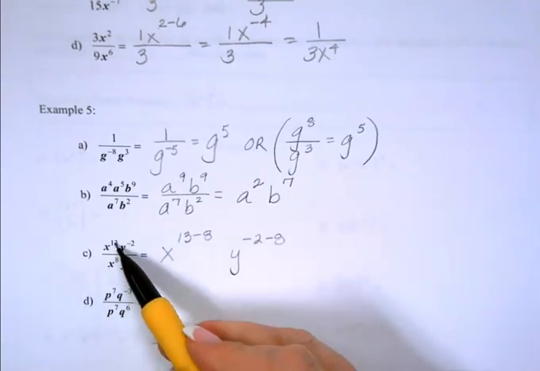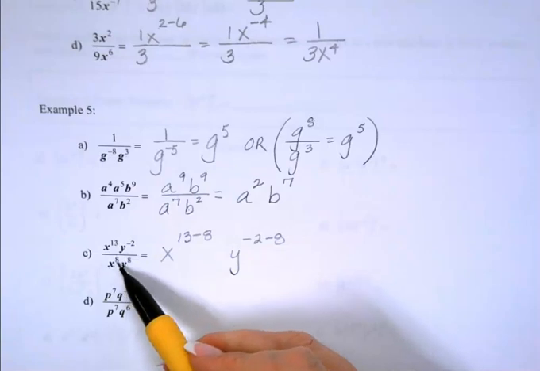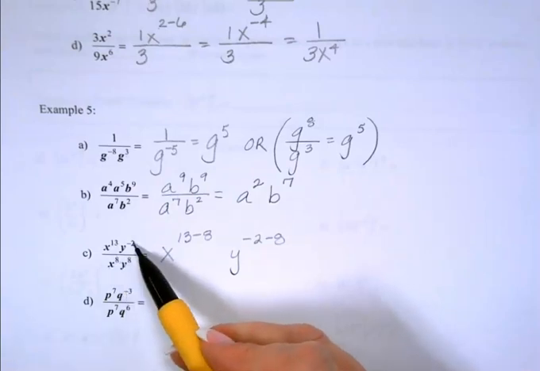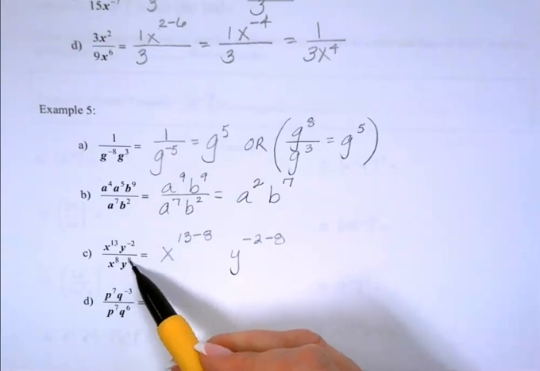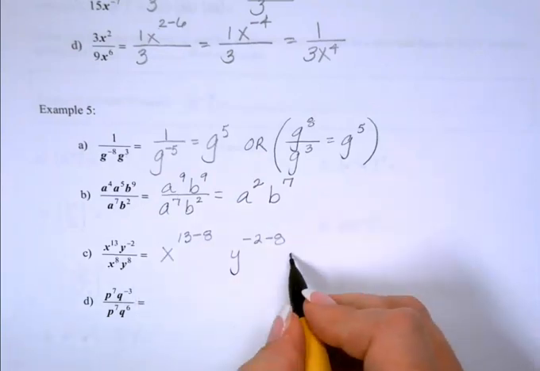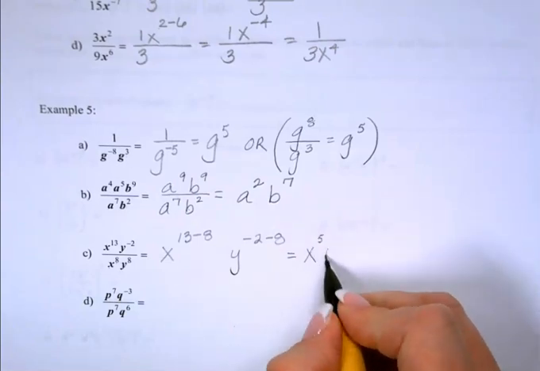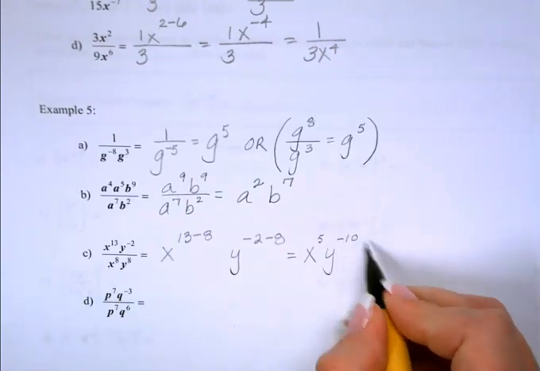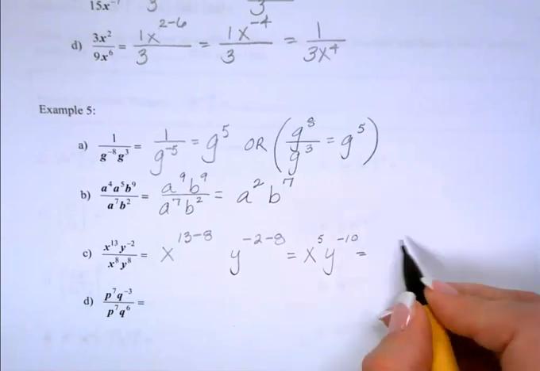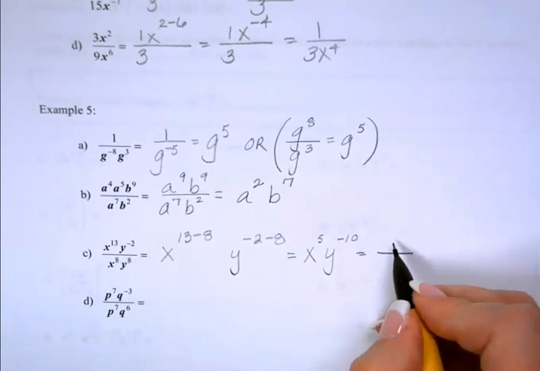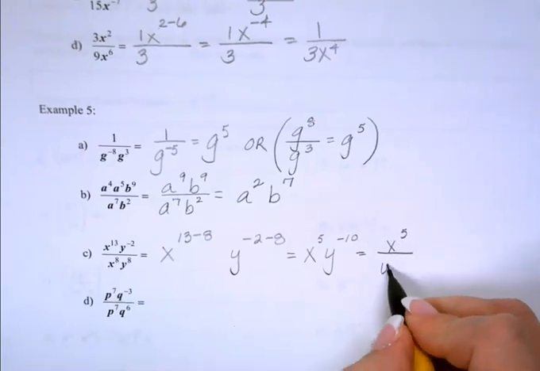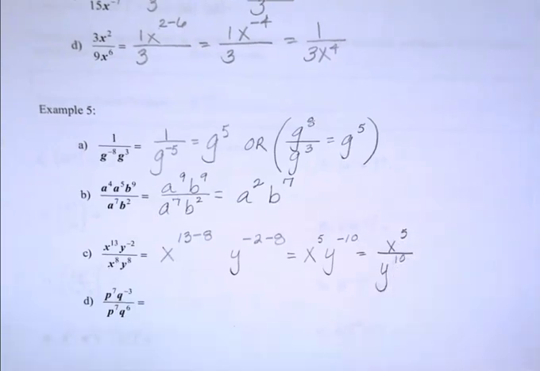So you do your number on top and you subtract the one in the denominator. So the one on top here was negative 2 and you subtract the exponent in your denominator. This becomes x to the 5th, y to the negative 10, and an exponent that has a negative on it will have to flip. So if it's on top, it flips to the bottom. If it's on bottom, it can flip to the top.